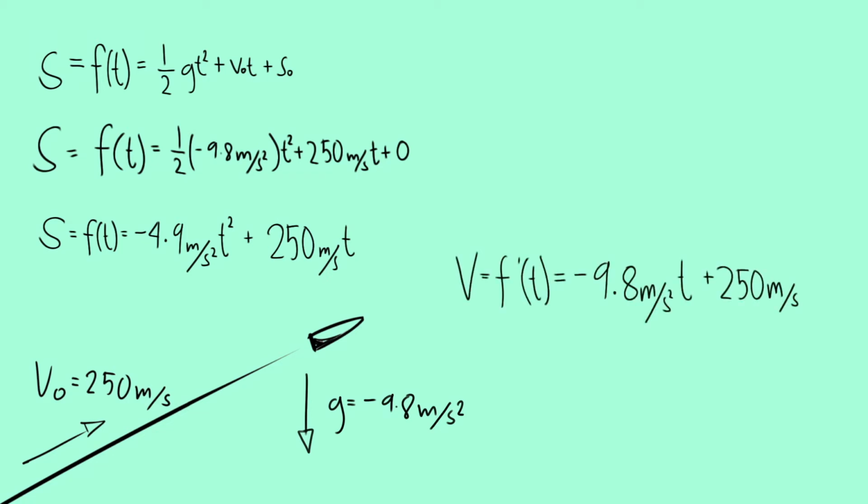In order to get the instantaneous velocity of the bullet, we must solve for the first derivative of the function, which is now negative 9.8 meters per second squared times t plus 250 meters per second.